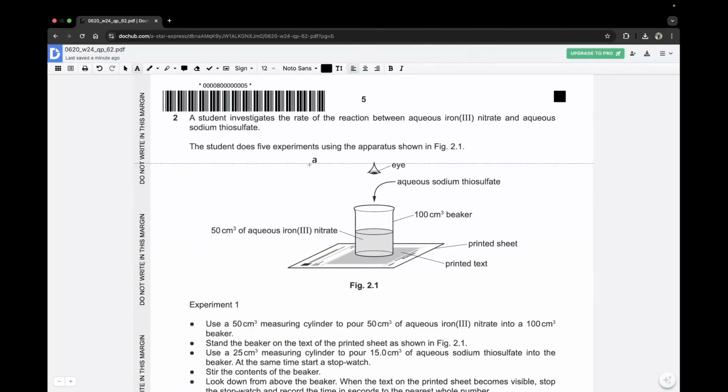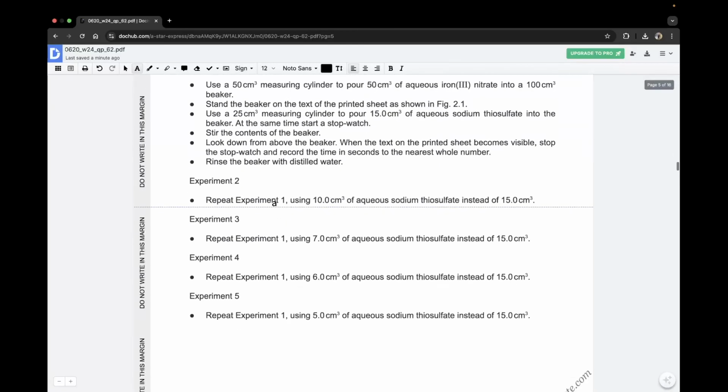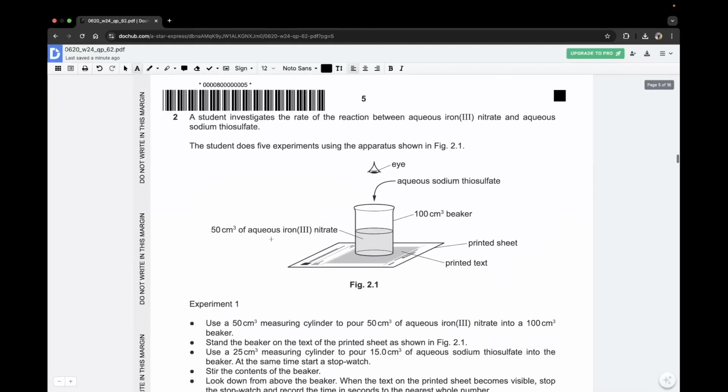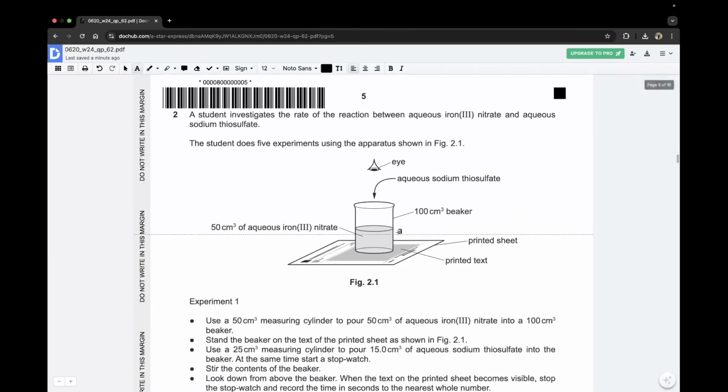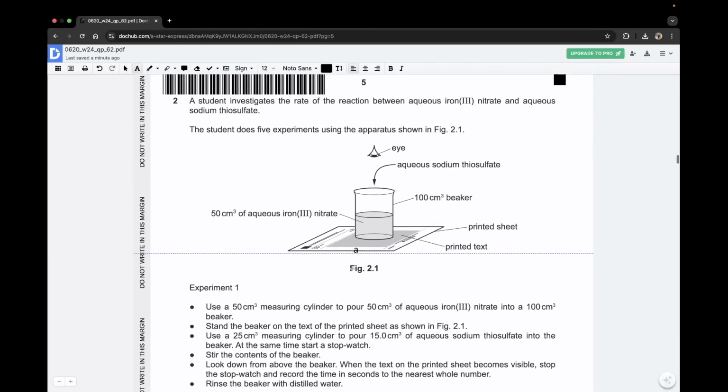All right, so moving on to the second question. It will always be one of these where they ask about a titration or some kind of reaction, and there are multiple experiments that you need to know. This is a lot of information, and what I'd suggest you do is skim through it at first. Just look at what's involved first. They want to look at the reaction between aqueous iron nitrate and aqueous sodium thiosulfate. And they do 5 experiments, and this is the apparatus here.